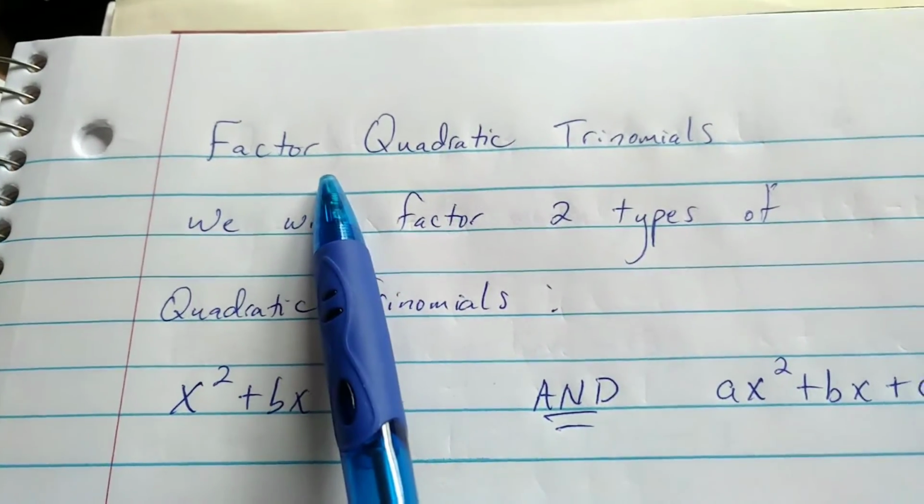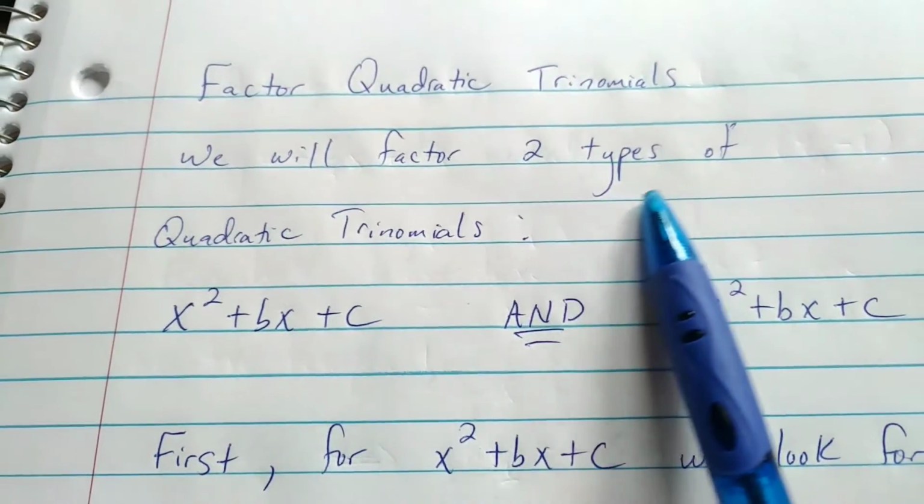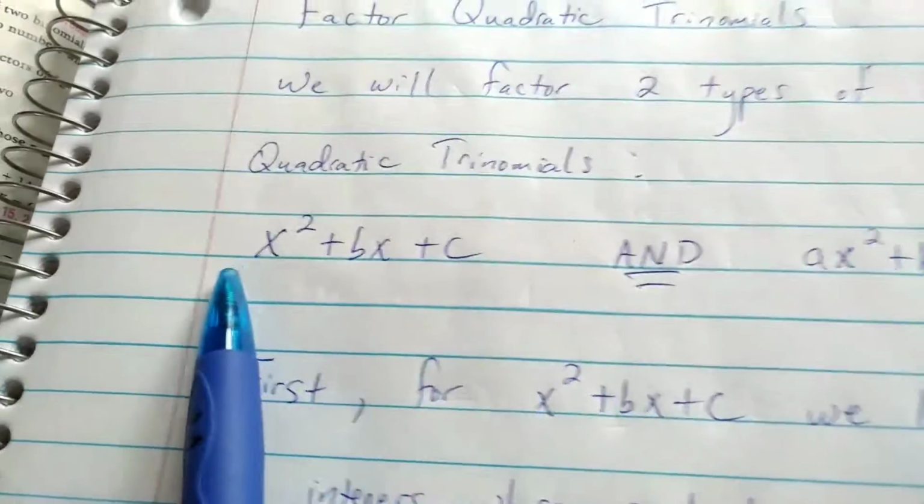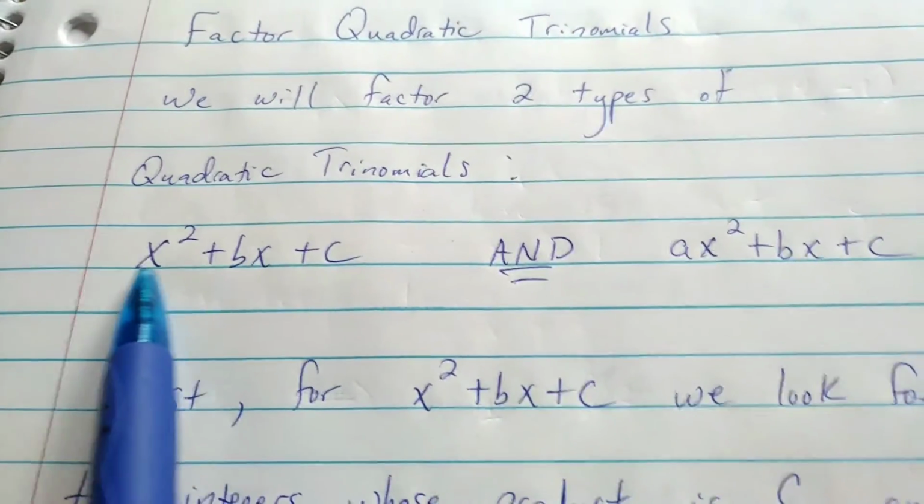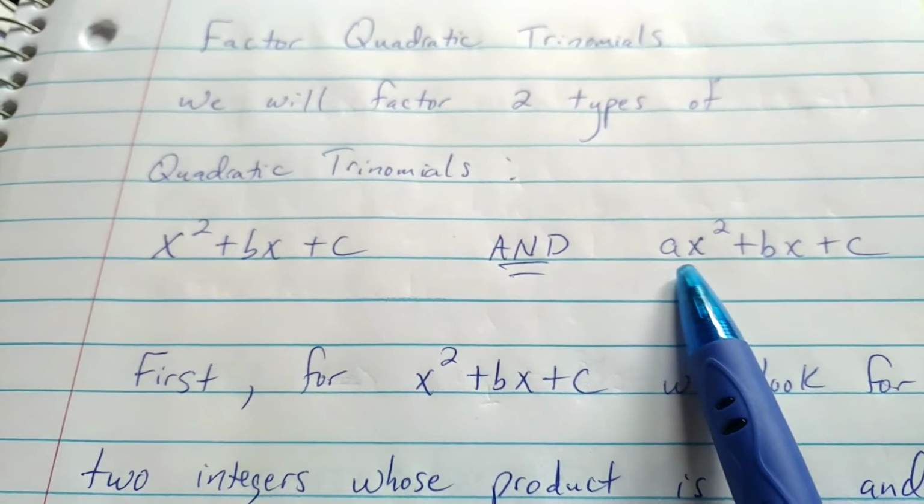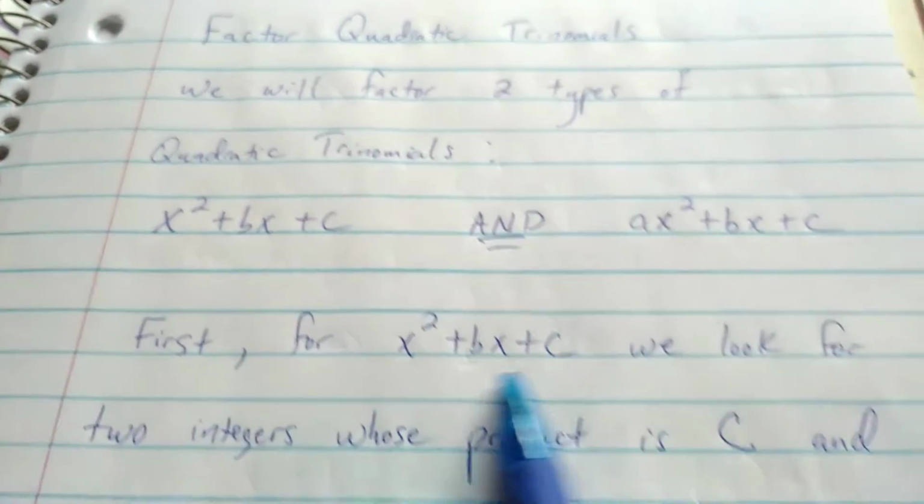This lesson is called Factoring Quadratic Trinomials. We're going to factor primarily two types of quadratic trinomials. Ones whose lead coefficient is 1, so I've got that written here, x squared plus bx plus c. And the others where the lead coefficient's not 1, and I've got that written, ax squared plus bx plus c.